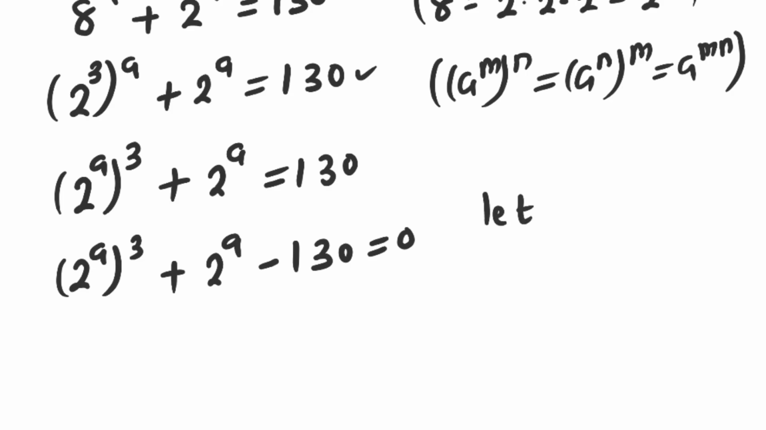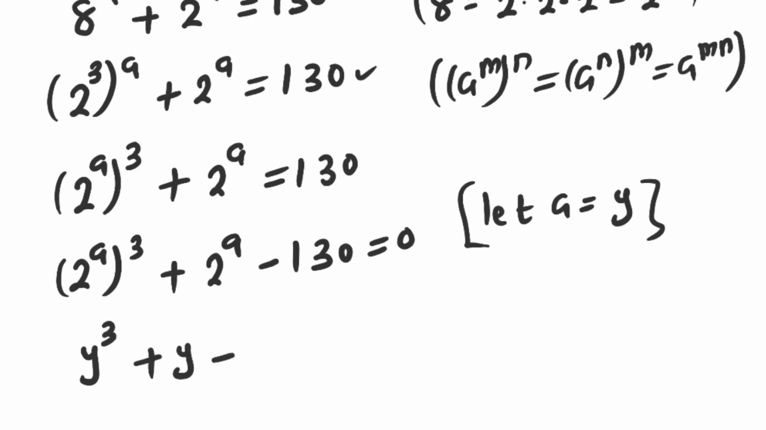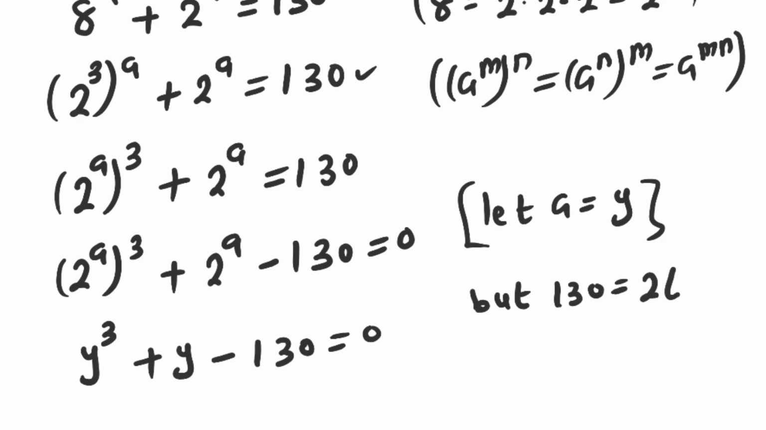Now let 2 raised to power a be equal to y. Then this can be written as y raised to power 3 plus y minus 130 is equal to 0. Then 130 is equal to 26 multiplied by 5. But here we have y, so y is equal to 26y minus 25y.